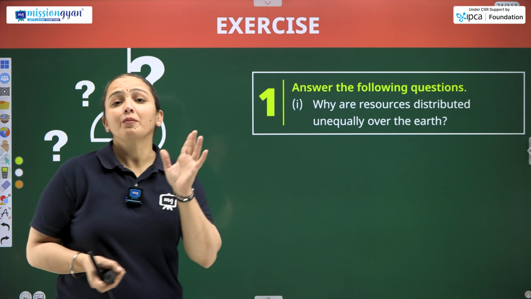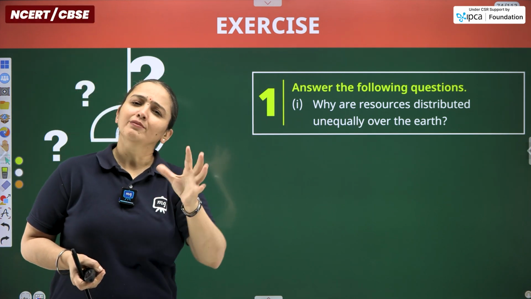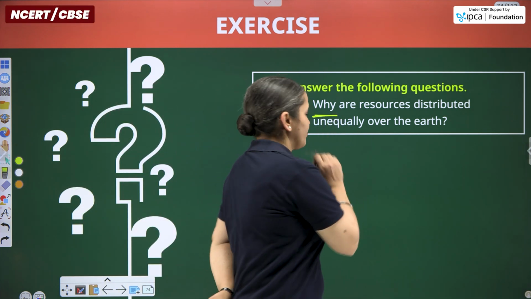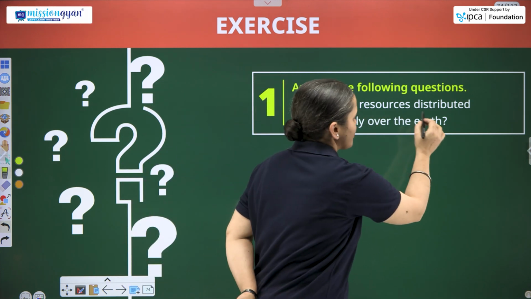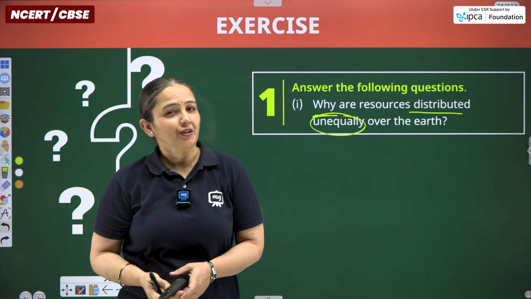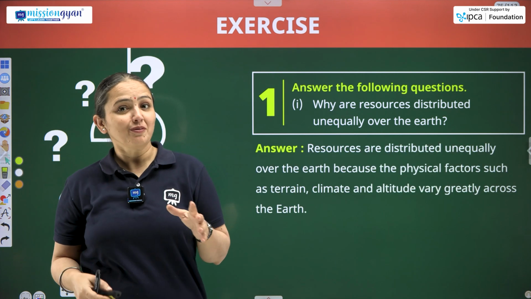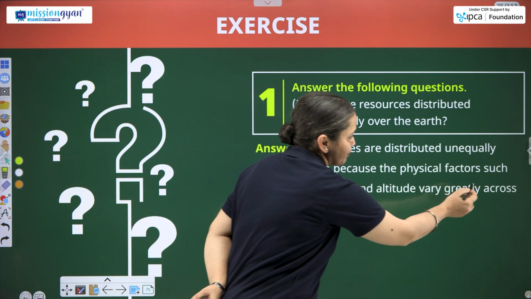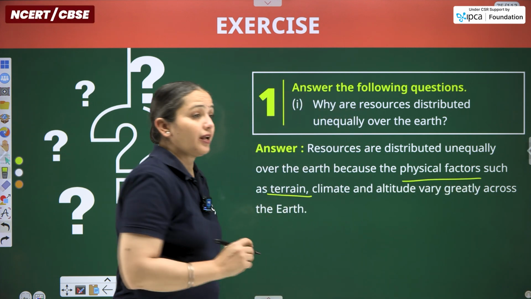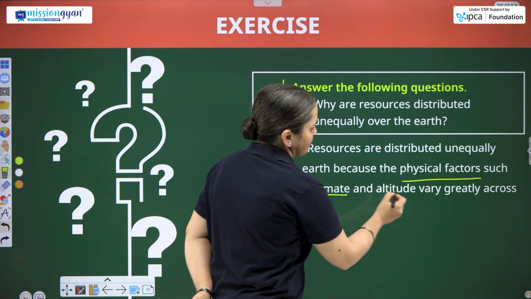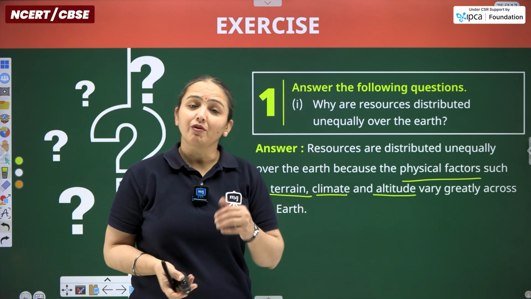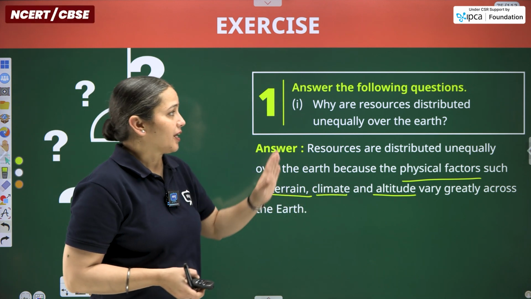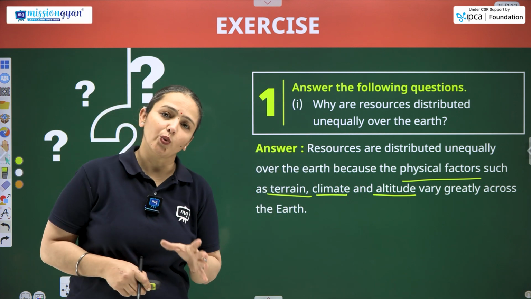So let's start the discussion of question number 1, that is answer the following questions, and they are mixed ones, carrying 1 or 2 marks and up to 3 marks also. Our first question is, always consider the keywords: why are resources distributed unequally over the earth? For that reason, we have 3 factors. Resources are distributed unequally all over the earth because of the physical factors, and they are terrain. Terrain means region, area, climate, then altitude, that is height. And in climate we have already discussed 2 prime factors, temperature and rainfall. So these are the factors that affect the unequal distribution of the resources all over the earth.